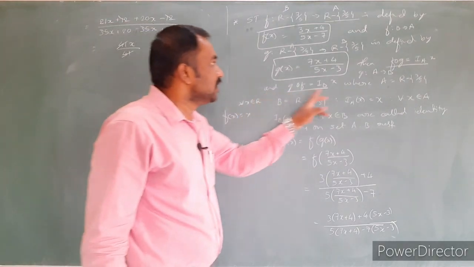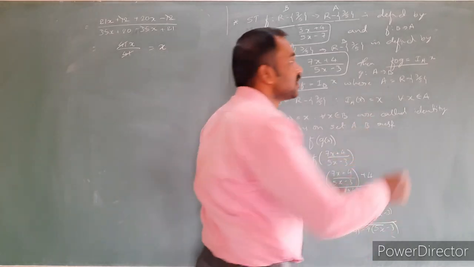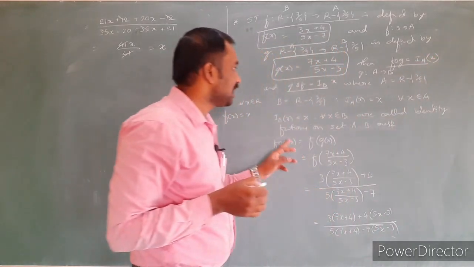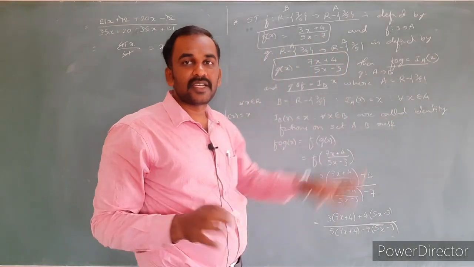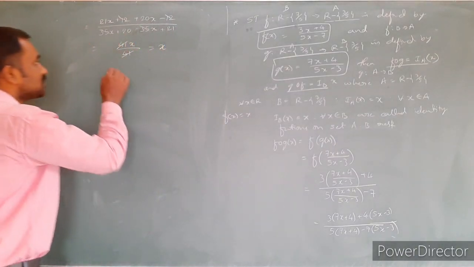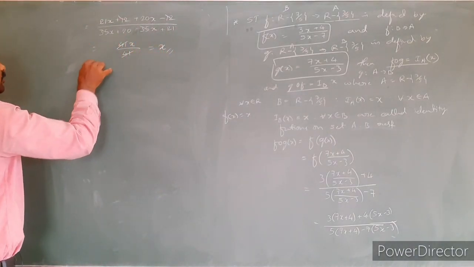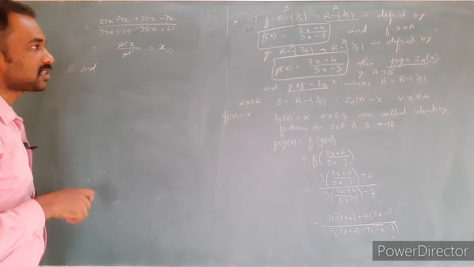We got the value. What is the value? F circle G of x, that becomes x. One condition is over. Similarly, the other condition, G circle F, is still left.